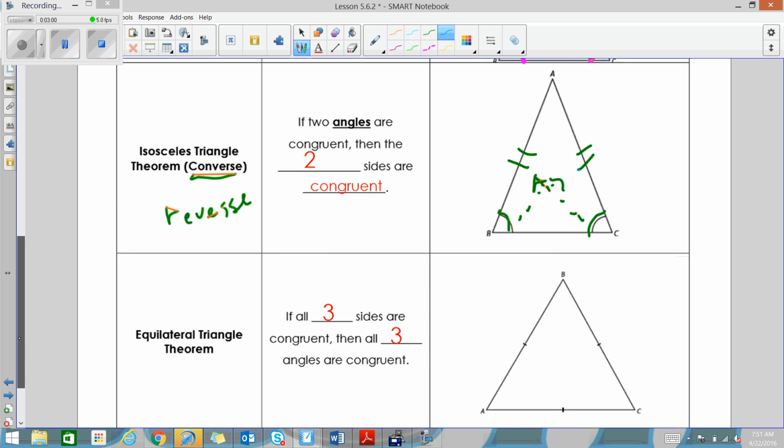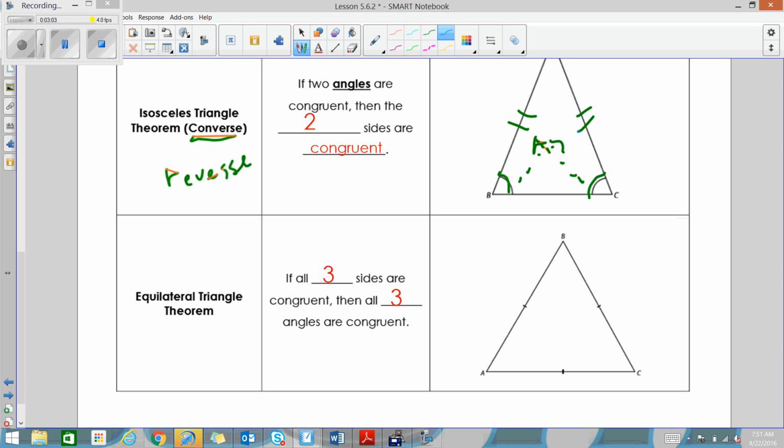All right, the last theorem kind of is based off of the isosceles triangle theorem. The definition of an isosceles triangle says that there's at least 2 congruent sides. So what if all 3 sides are congruent? Well, if all 3 sides are congruent, we call this an equilateral triangle. And we talked about that yesterday. Equilateral, meaning equal, lateral meaning sides. So equilateral means equal sides. All sides are equal. So if all 3 sides are congruent, then all 3 angles are congruent.